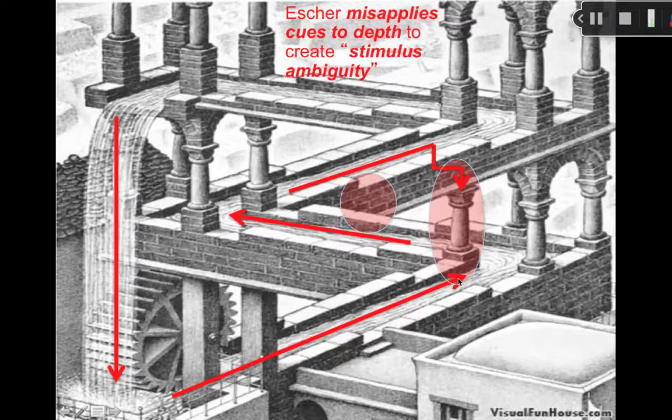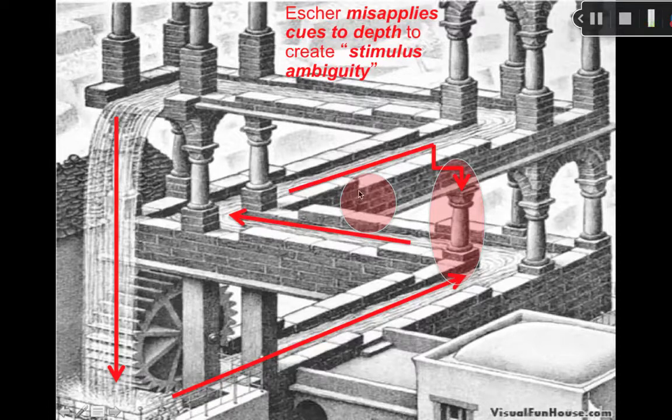So what Escher is doing here is misapplying these cues to depth. He's essentially messing with our perceptual apparatus to create this ambiguity such that we cannot, in the end, decide what exactly it is that we're looking at. So in the end, what we're doing is forming perceptual hypotheses. We're making guesses about what exactly it is that we're looking at. And then we have to change our guess.